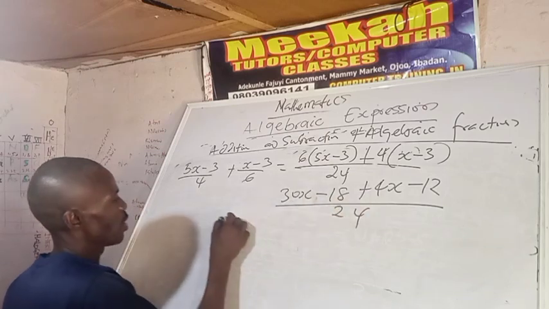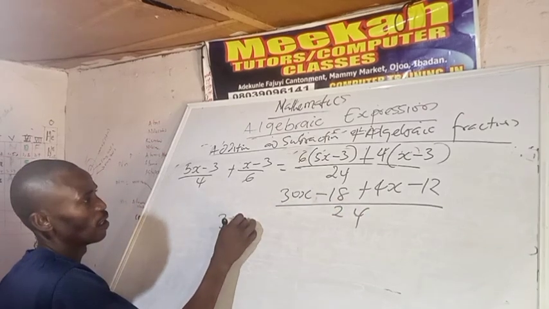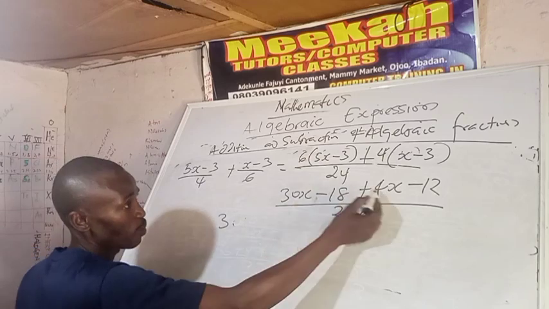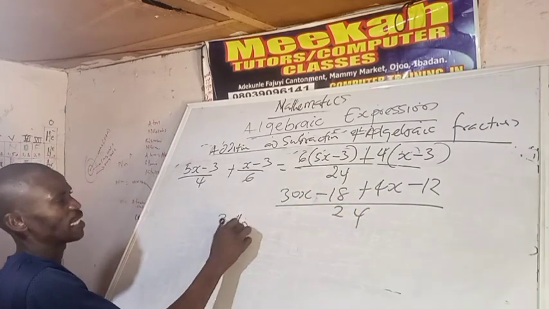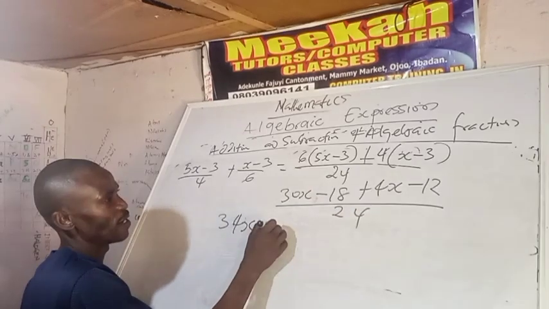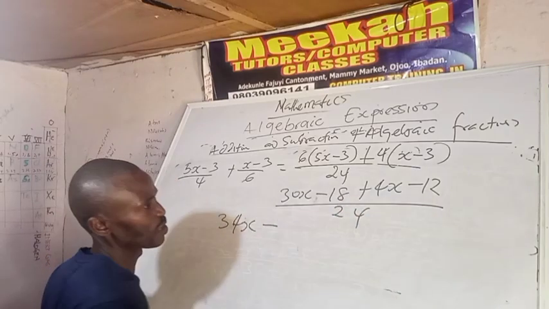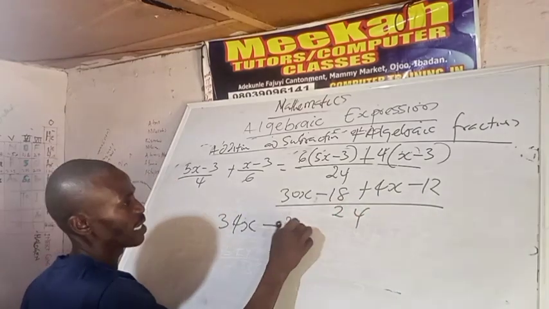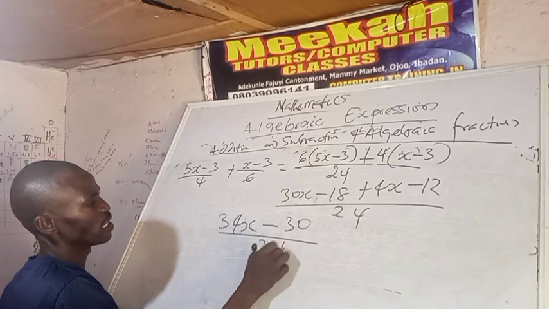30x plus 4x, what do you have? 34x minus 18 minus this, what do you have? Minus 30 over what? 24.